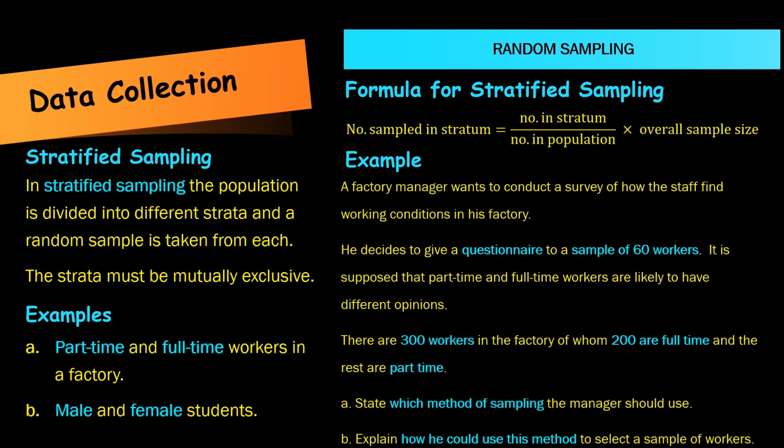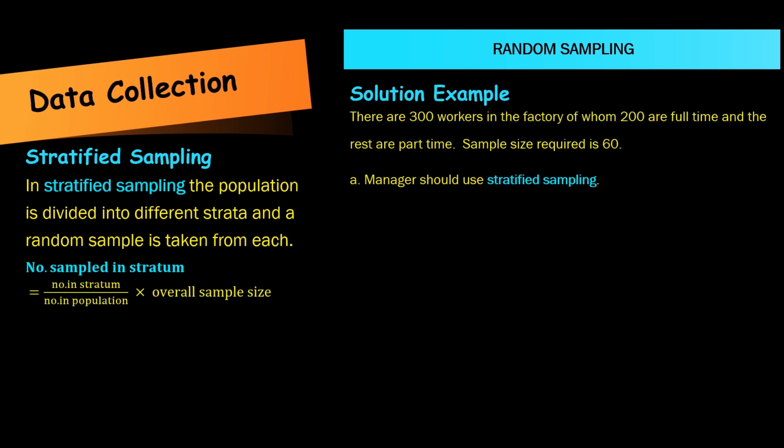So let's consider part A first. Of course, if we're looking at part-time and full-time workers, then they're likely to have different opinions, as has been stated as part of the example. So therefore, the manager should use stratified sampling.